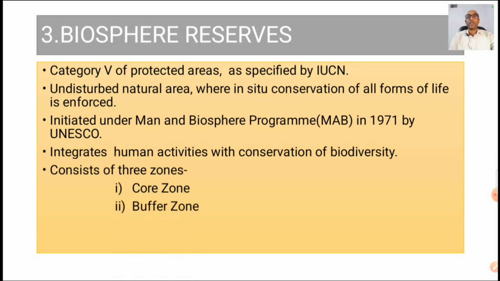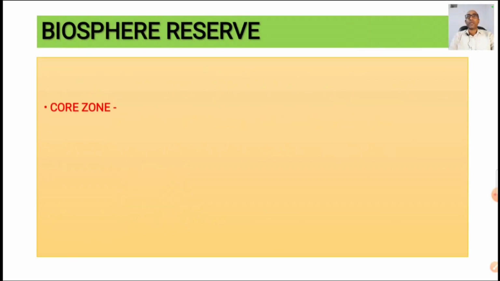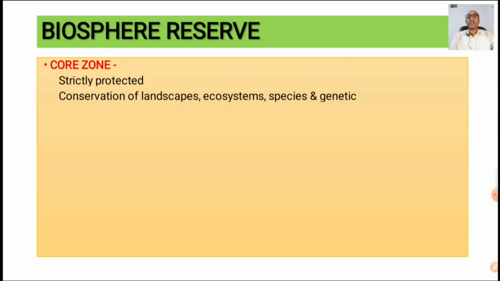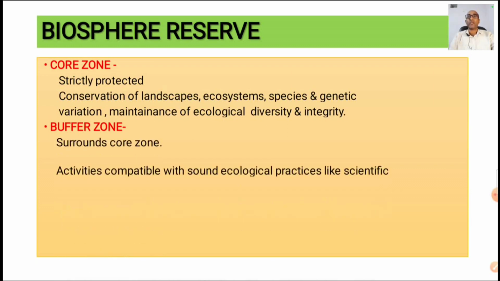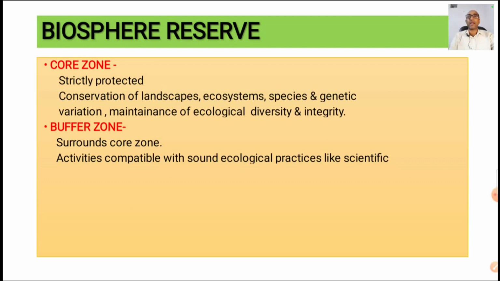So let us come to the 3 zones one by one. The core zone is a strictly protected zone. It is meant for the conservation of landscapes, ecosystems, species and genetic variation, and maintenance of ecological diversity and integrity. So it's a very strictly protected zone. It is followed by the buffer zone, which surrounds the core zone. Here, activities that are compatible with sound ecological practices, like scientific research, monitoring, training and education, are allowed.